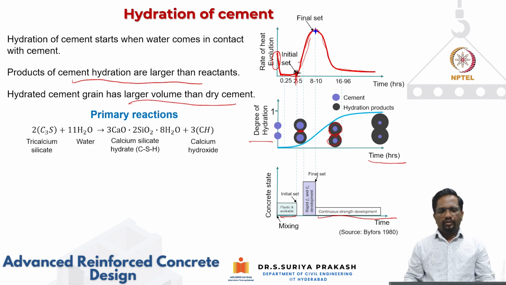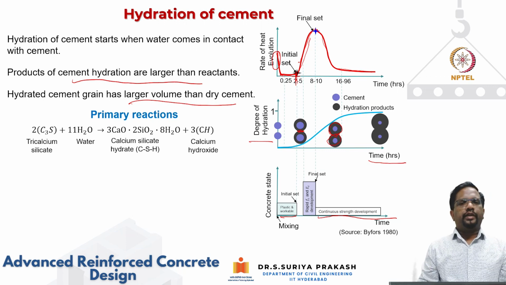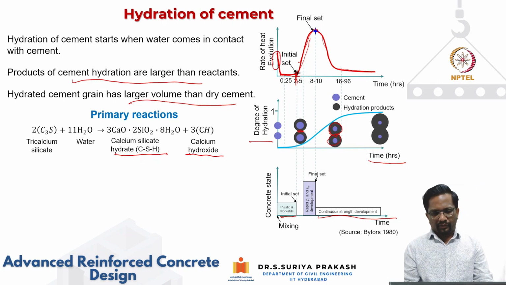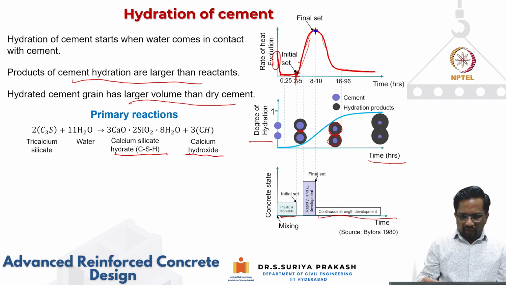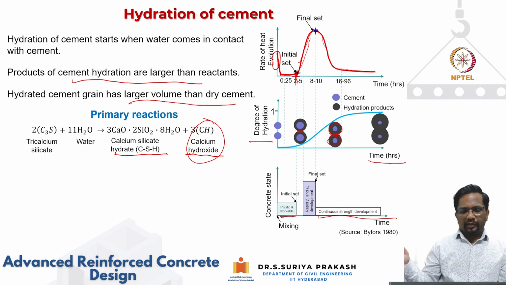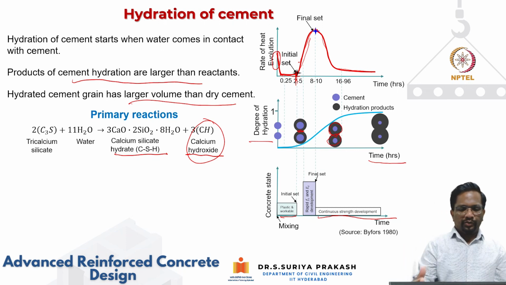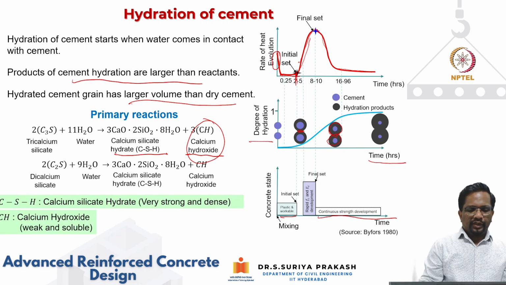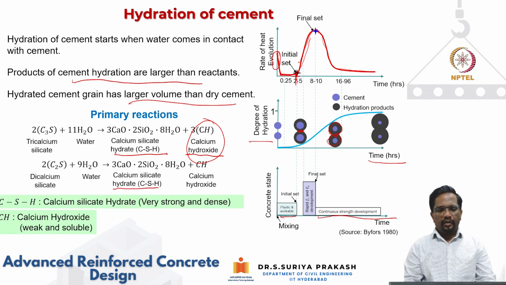Tricalcium silicate reacts with water and produces calcium silicate hydrate. In addition to that, you can see that calcium hydroxide is also produced. From the mineral admixtures point of view, this is the calcium hydroxide that will be used, and it will react with the reactive silica present in the supplementary cementitious material to produce additional calcium silicate hydrates. Similarly, C2S reacts with water to produce calcium silicate hydrate and calcium hydroxide.